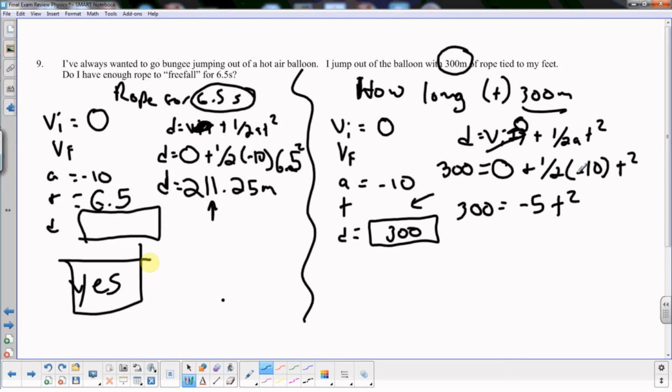Let's see, 300 divided by negative 5. And actually, shame on me because I'm dropping, that's a negative, that's a negative, that's a negative, so is that, for what it's worth. So negative 300 divided by negative 5 equals 60. 60 is t squared. We don't want t squared, we want t. So our time is going to be the square root of 60.